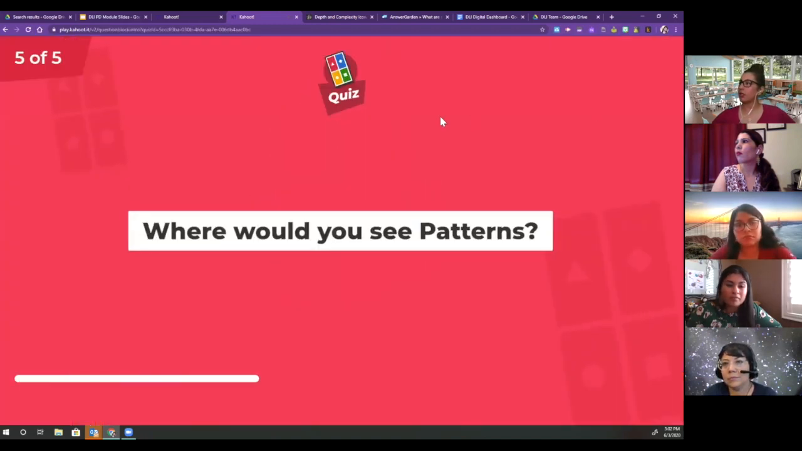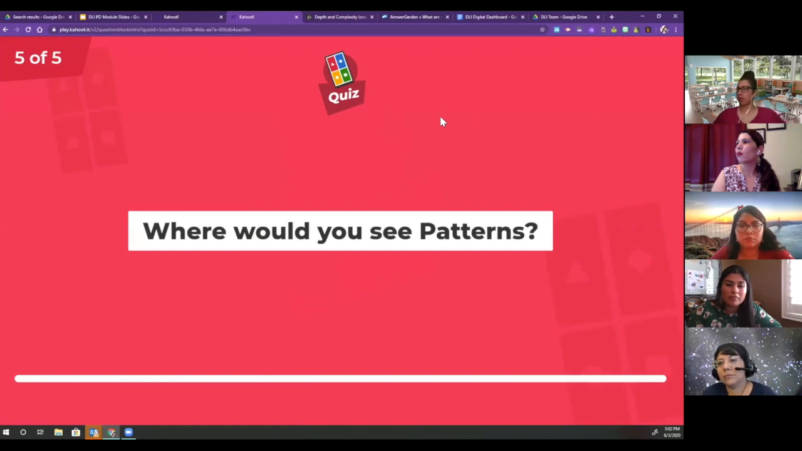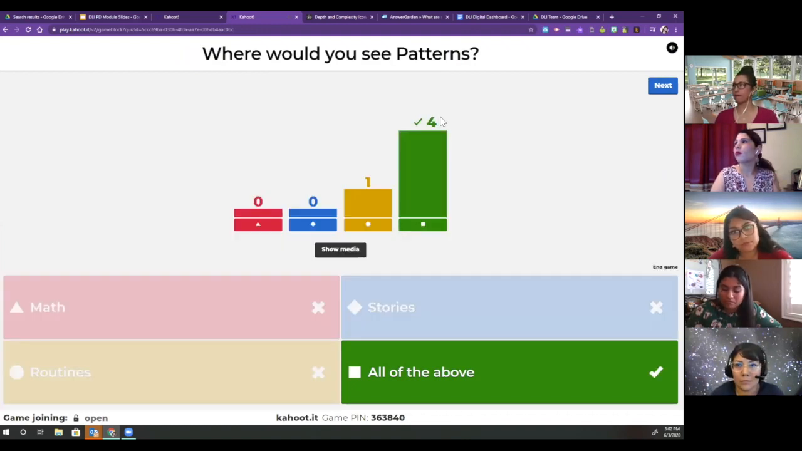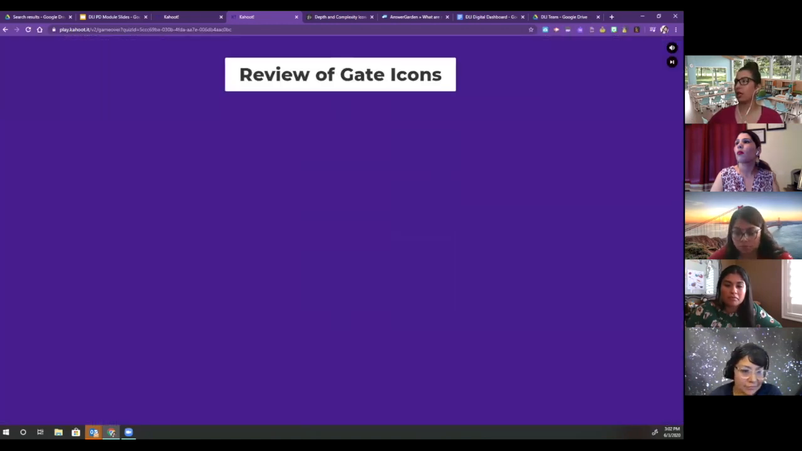And the last question, where would you see patterns? Very good. All of these were actually correct. All of the above. You can see patterns in math, in stories, in routines, and several other places, but it's just to give them an idea of when they would actually use it.